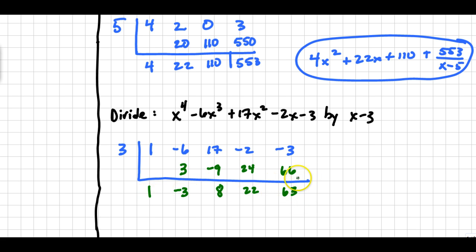Now let's structure our answer. The original was x to the fourth, so my answer is going to start with 1, which I don't need to write, x cubed. And then the powers just descend after that, paying careful attention to the positive versus the negatives. So this will be an 8x, and then we've got a 22 left over. Since this 63 is extra, that's going to be our remainder. Don't forget to divide the remainder by the original divisor.